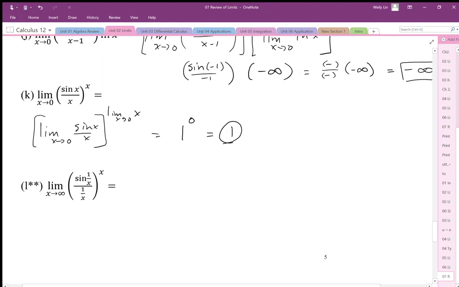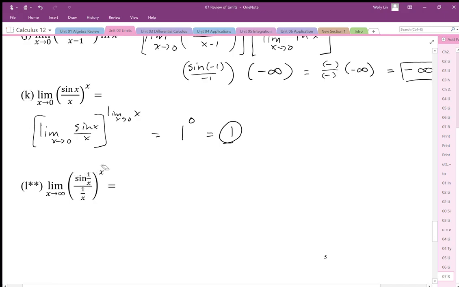So this one here is actually quite complicated. Well, no, I shouldn't say complicated, but it's a little bit tricky because what's going on here? We end up with x going to infinity. So what's happening inside this 1 over x? If x goes to infinity, this essentially becomes sine 0 over 0. Ooh, well, we can work that out. We know what that is.